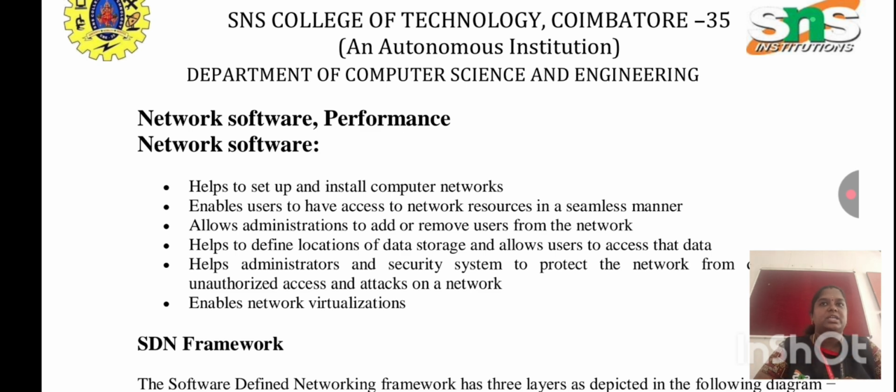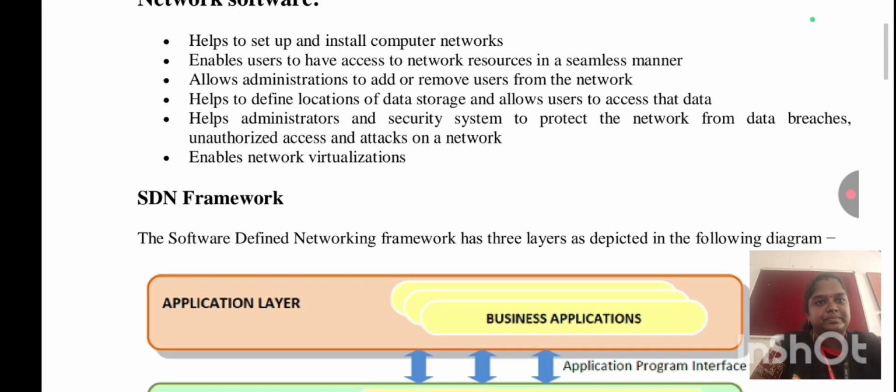If you have a network, the administrator has the right to add or remove users from the network. It helps to design a location for data storage, allows users to use that data, and helps administrative and security systems protect the network from unauthorized access or attack. It enables network virtualization. Now we are going to see the SDN framework.